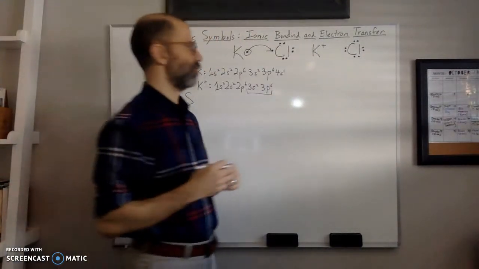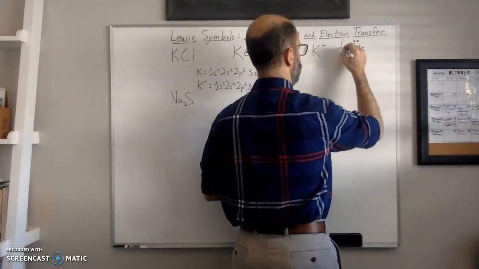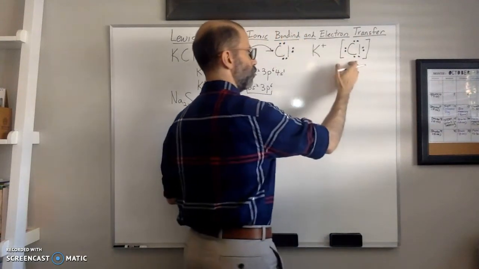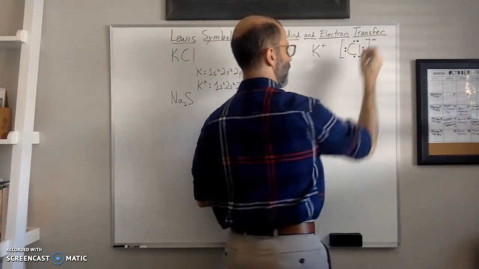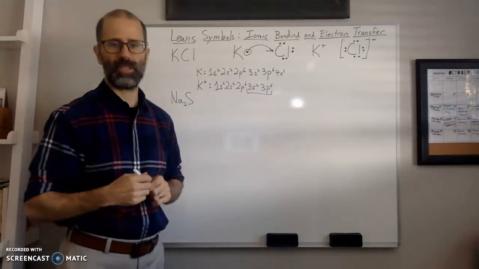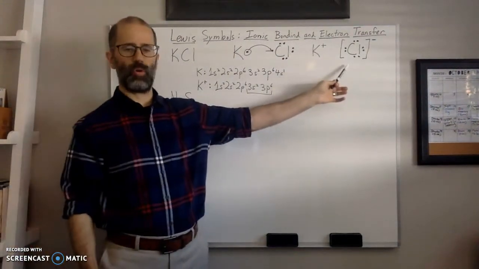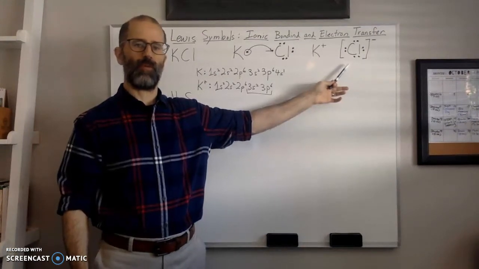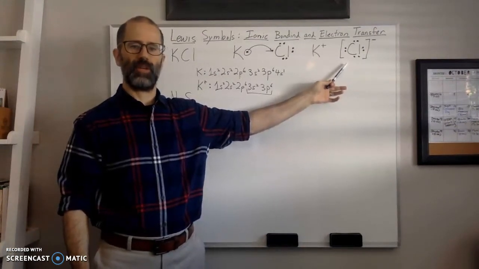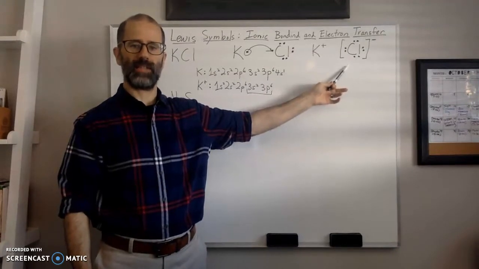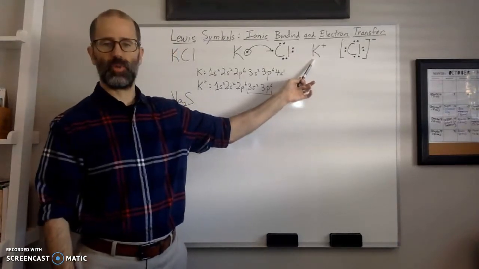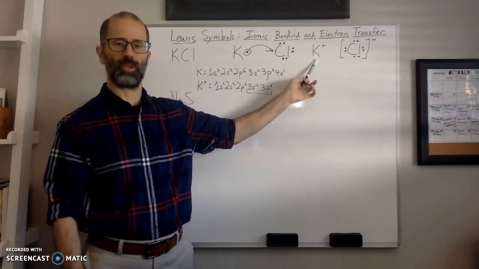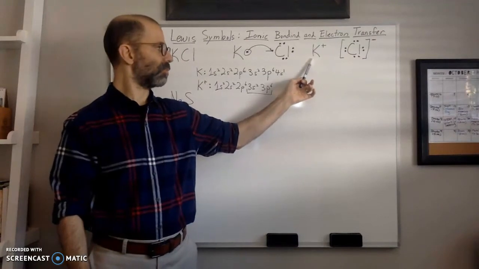And so the way we do that is we put brackets around the Lewis symbol, and we put the negative charge on the outside. So this is going to be the way that you draw the Lewis symbols for negative ions, for the anions. We don't have square brackets for the positive ions, we just have the positive charge like we normally would write the symbol of the ion.